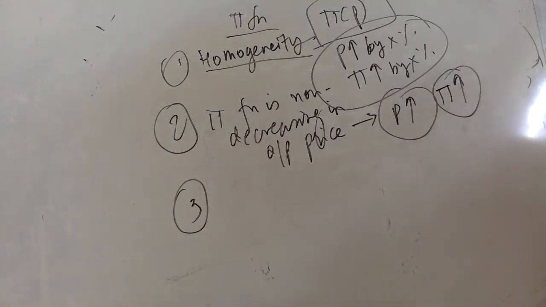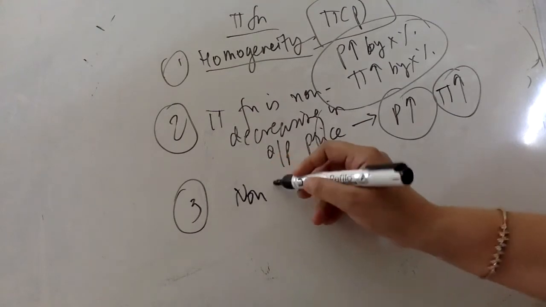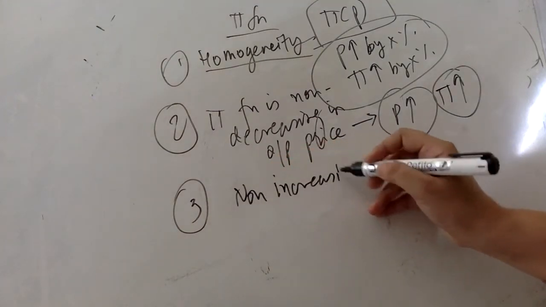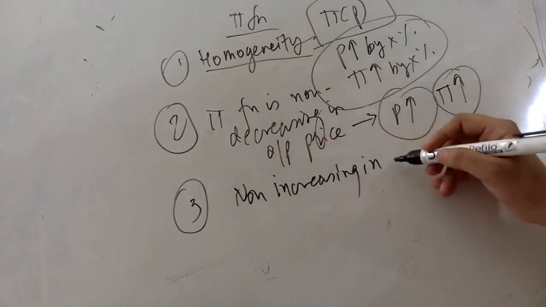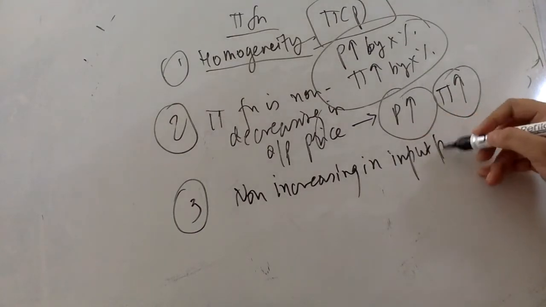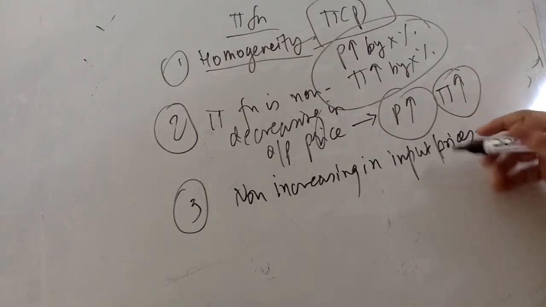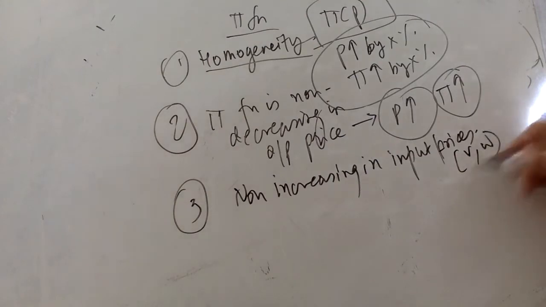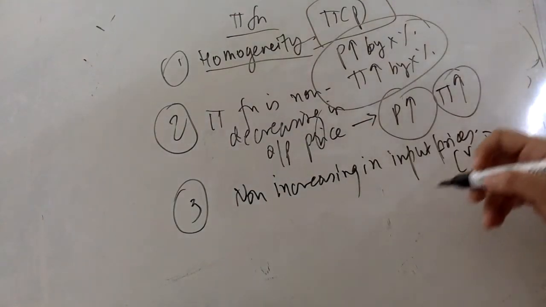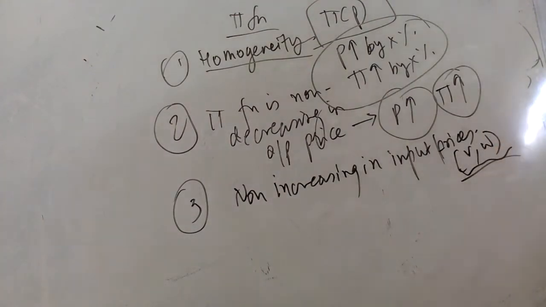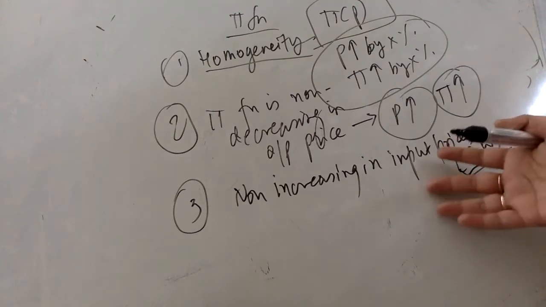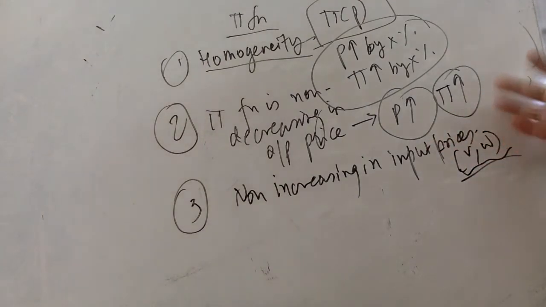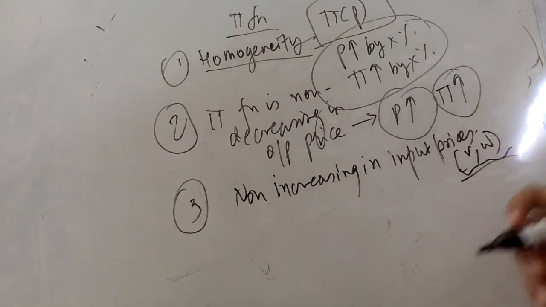Third, they are non-increasing in input prices. Input prices, say V and W that we take here. Non-increasing means if the input price increases, then the profit will actually fall. So if input prices increase, the profit will actually decline.